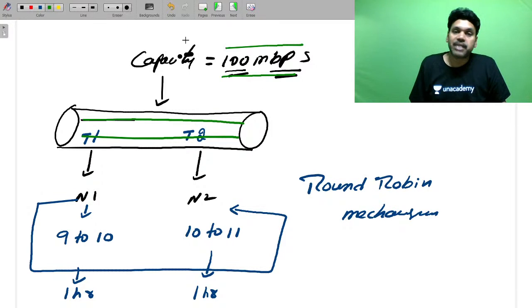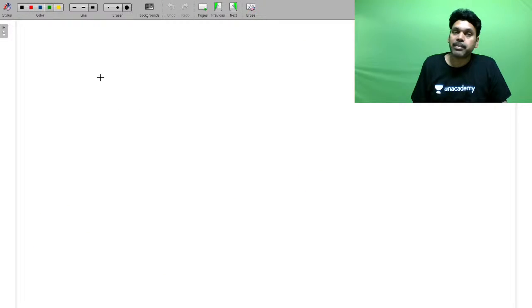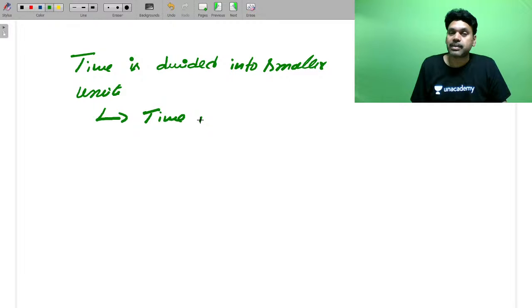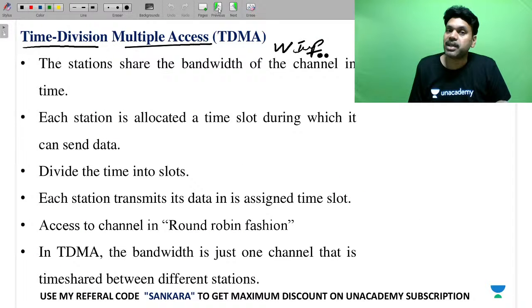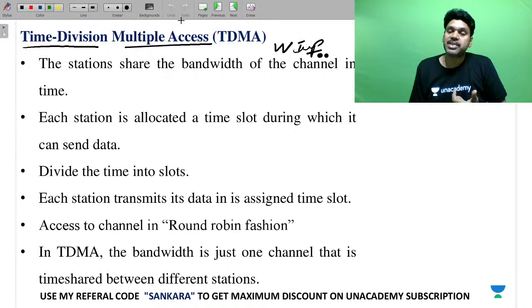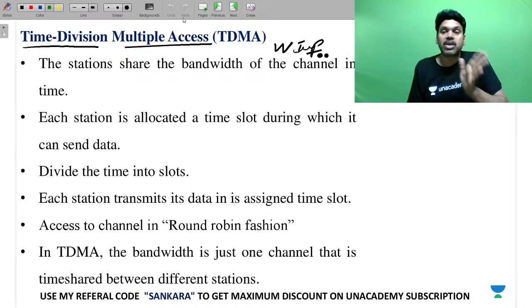Therefore, dear friends, observe carefully what is going to happen here. Your time is divided, not the frequency or the bandwidth. Time is divided into smaller units. These are called time intervals or time slots. That's why, as time is being divided, it is known as time division multiple access, and every node is given one time slot. Only within that time slot can a node send the data, and you cannot overlap other nodes' slots.